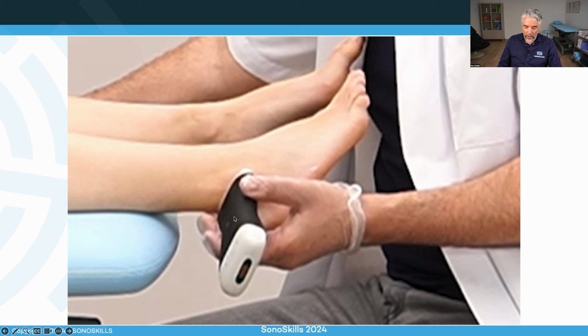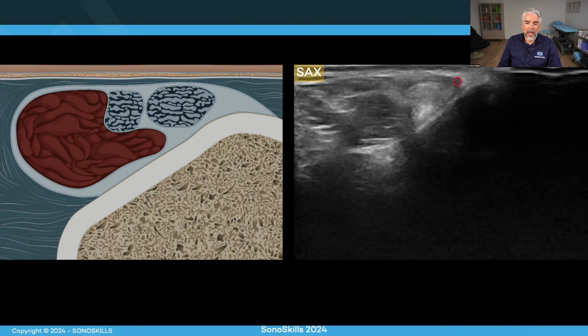So scanning over it in transverse view, retromalleolar, behind the malleolus, we can see the peroneus longus there. We can see the peroneus brevis tendon, and also the peroneus brevis muscle belly underneath the retinaculum.